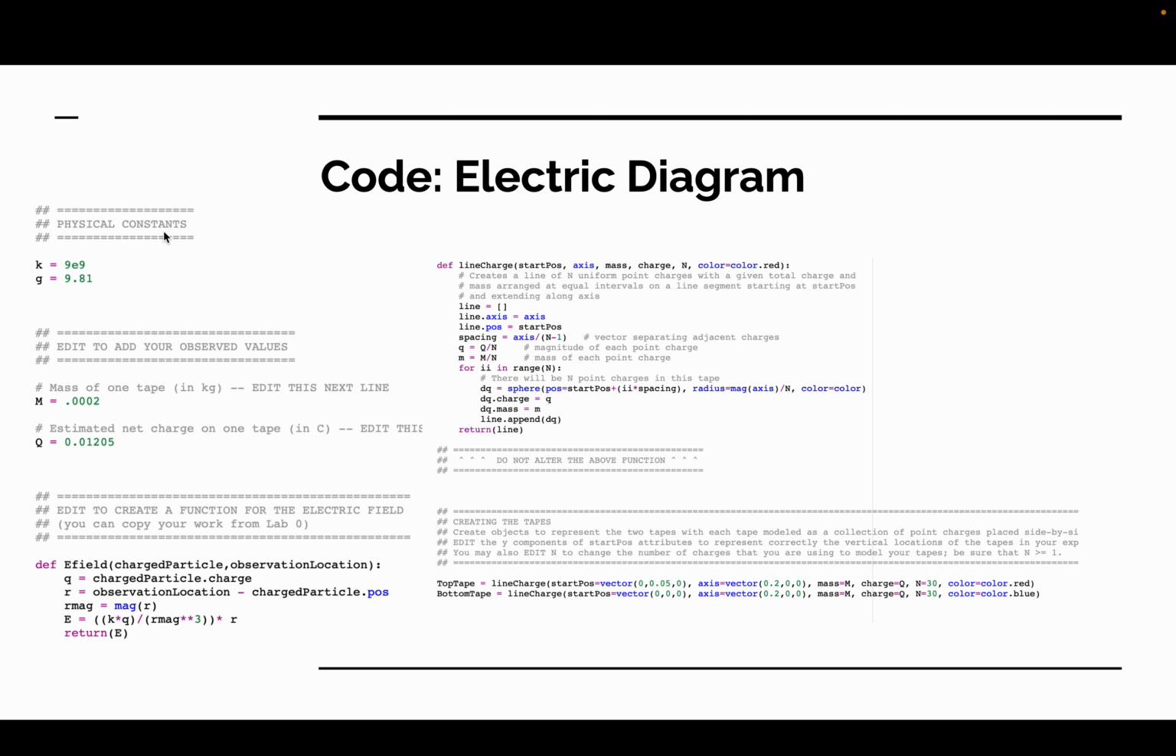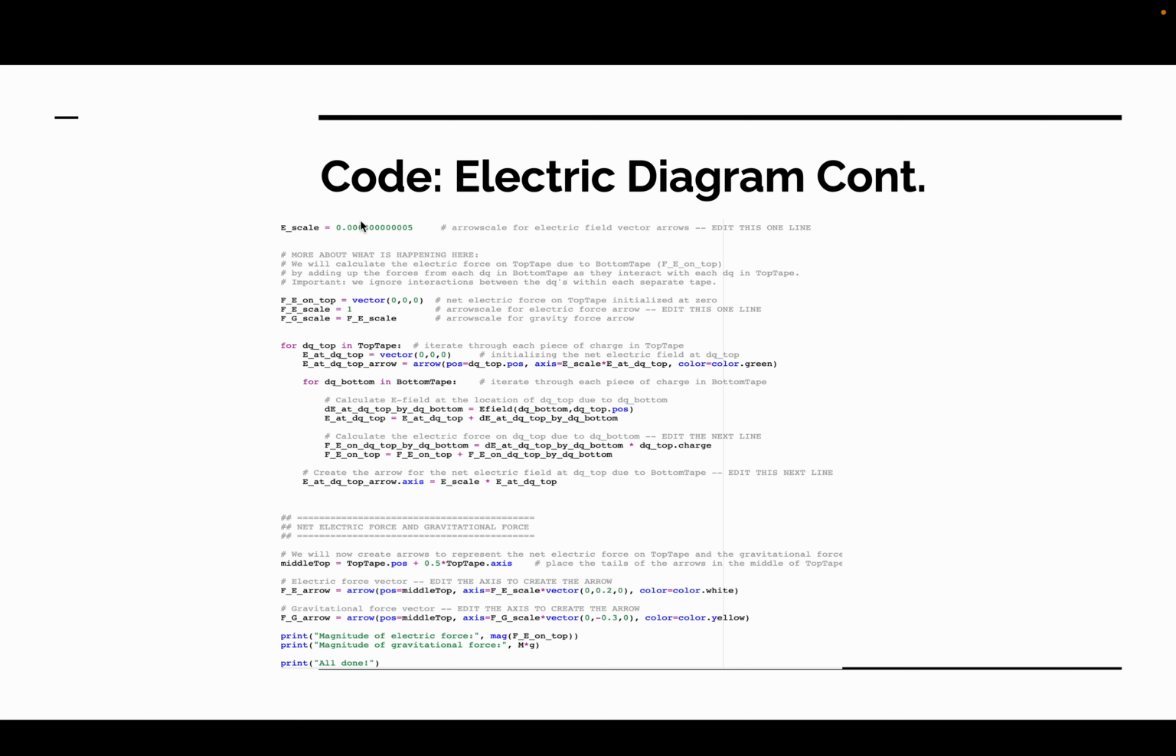Boom, the code. We have our physical constants. Over here, we have the electric constant K, acceleration due to gravity, mass of the tape, net charge of the tape. Down here, we have our function, which describes the electric field equation and how you get those vectors for each dq when you go through the rod. Over here, it's just the initialization of each rod of tape, of the two tapes in our computational model.